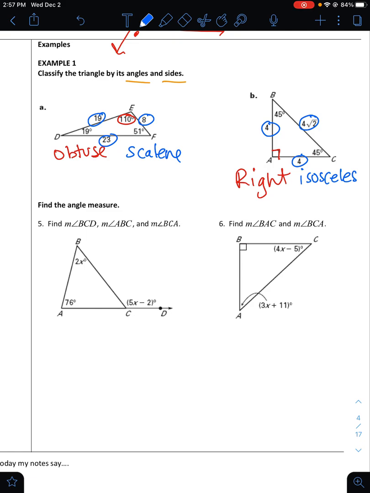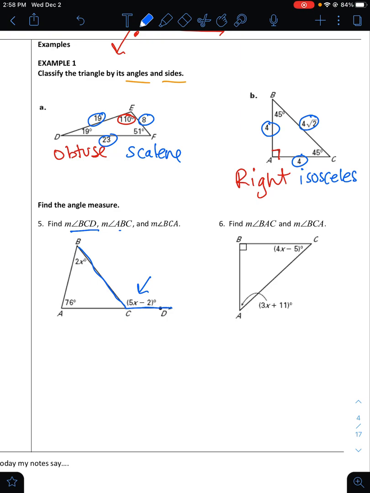So this is a right isosceles triangle. Okay, let's find the measure of the requested angles. I need to find the measure of BCD, ABC, and BCA. So let me start here, BCD. So B down to C over to D. So this angle on the outside is BCD.